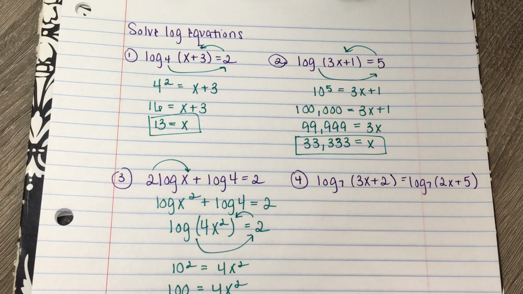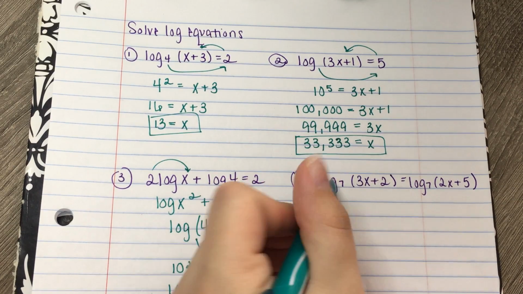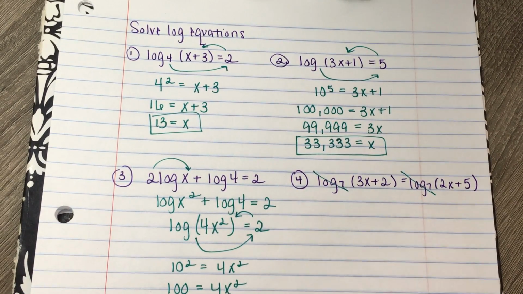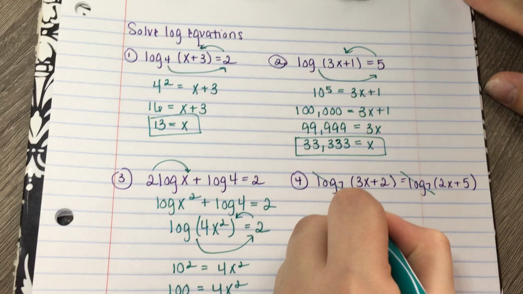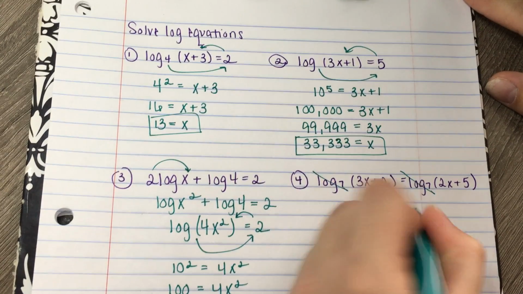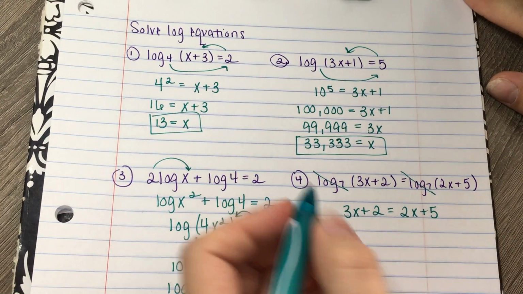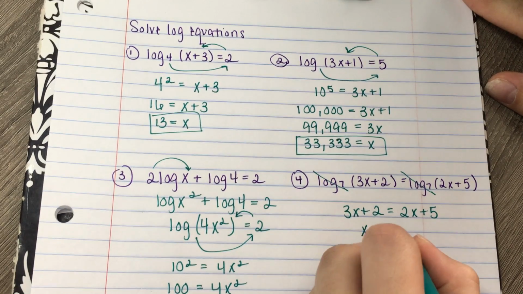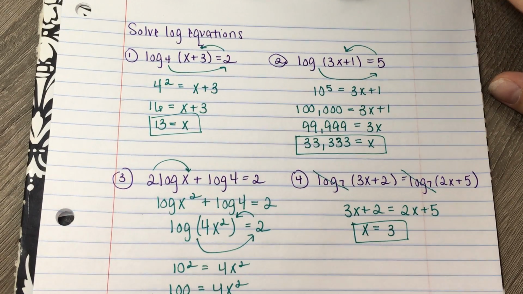Now, this is very similar to the sense that we were able to get the same base on both sides of the exponential and get rid of them for equality. That's the same thing here. I have the same base on both sides. I can get rid of them using that equality property. And then now I just have 3x plus 2 is equal to 2x plus 5. And then I'm able to solve, and x is equal to 3.